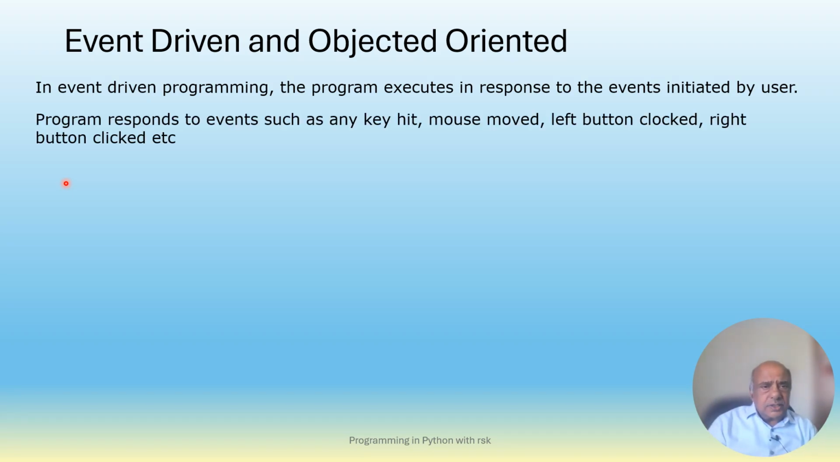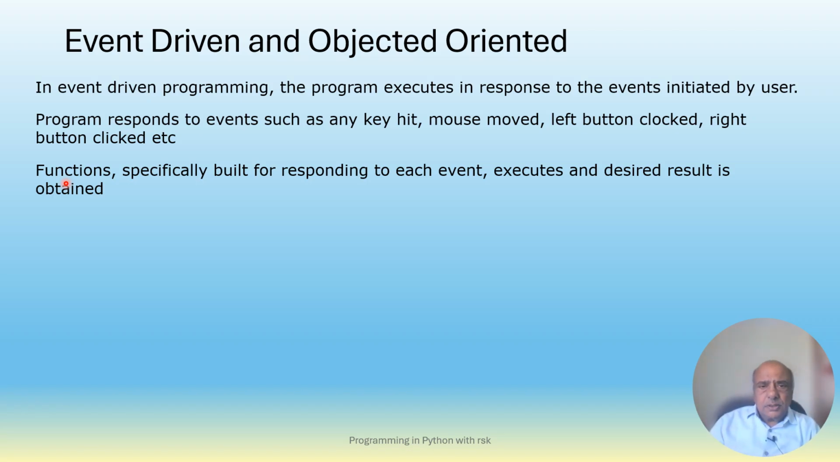An event-driven program responds to events such as keyboard hit, mouse moved, left button clicked, right button clicked on the mouse, and all other things. When a user clicks the left button on the mouse, then a particular function specifically built for responding to this event will execute. So the desired result the user intends to get by clicking the left mouse button will be obtained.